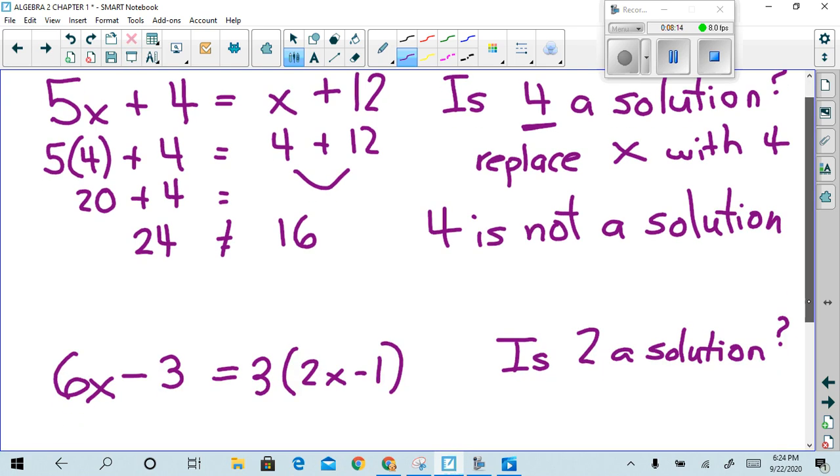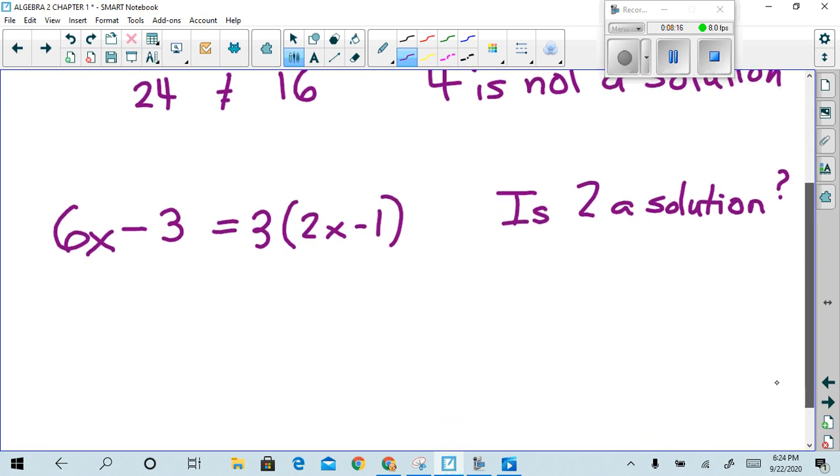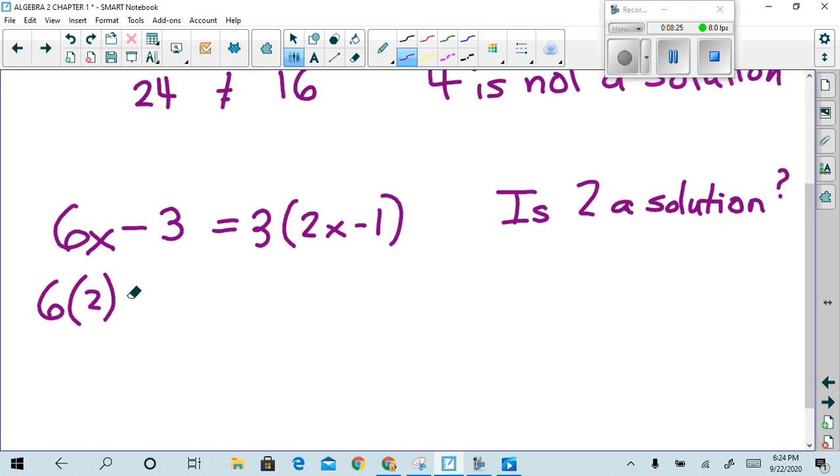Let's do one more. Here's a second equation, and this time I want to do a check and see if 2 is a solution. How do I go about doing that? I take out the x wherever it appears, and I replace it with 2.